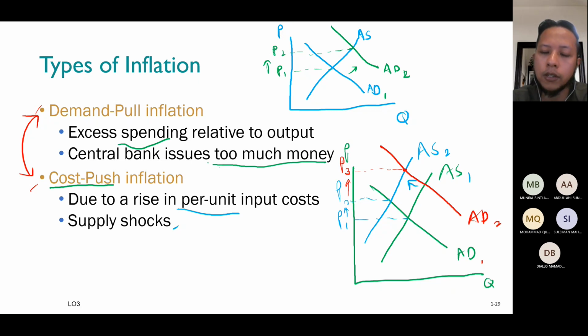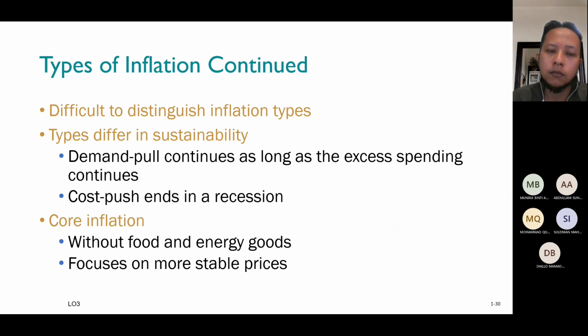Okay, and also the war in Russia and Ukraine caused disruption in terms of certain commodities such as wheat and grain coming out of these countries. Right, so these are the types of inflation that can happen. Okay, so it is quite difficult to distinguish the inflation types, but we can have some idea based on what happened. Okay, and the types differ in sustainability. Usually demand pull inflation will continue as long as there is excessive spending. Okay, and cost push ends during a recession.